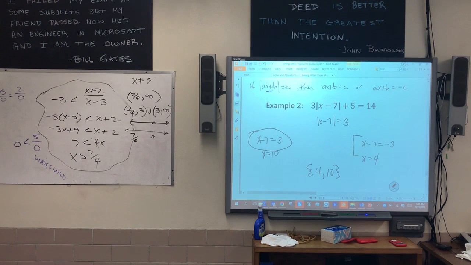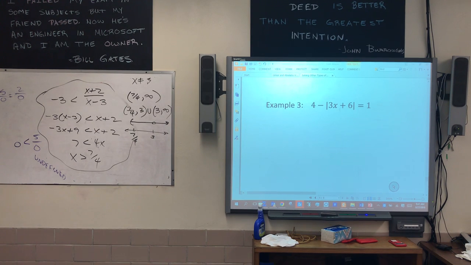It could be 10, 4, or 4, 10, but usually we call that roster notation. A lot of times we'll put them in order, but it doesn't really matter. Is that okay with everyone? All right. Let's go down to the next one. This one's not too bad.